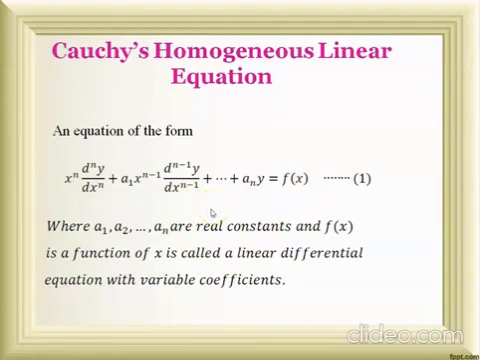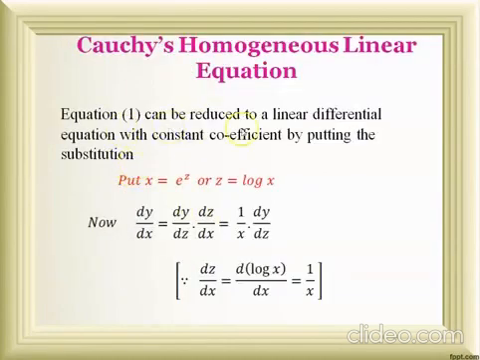For converting this into constant coefficients, I am going to use some substitutions. First, I need to convert the variable coefficient equation into constant coefficient type. For that, I am going to take the substitution x is equal to e power z, and taking logarithm on both sides, it becomes z equal to log x. I may rewrite dy by dx is equal to dy by dz into dz by dx, because I am taking the substitution x in terms of z. That's why I am introducing z here.